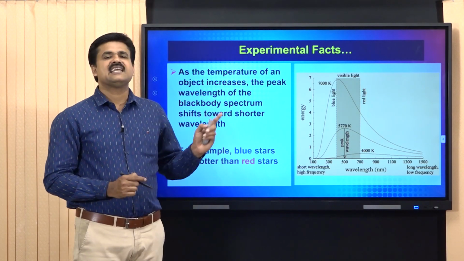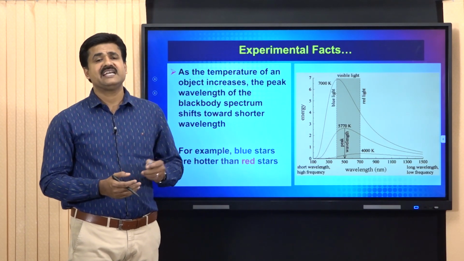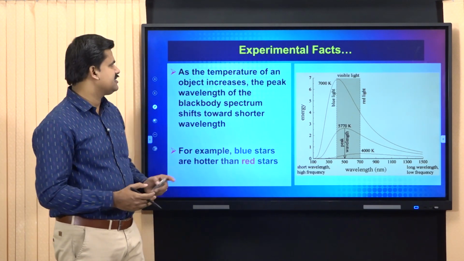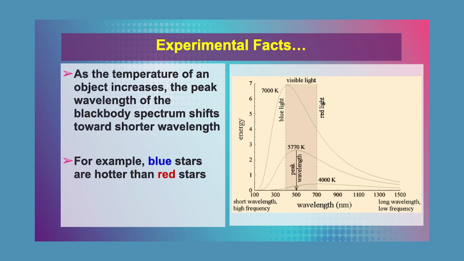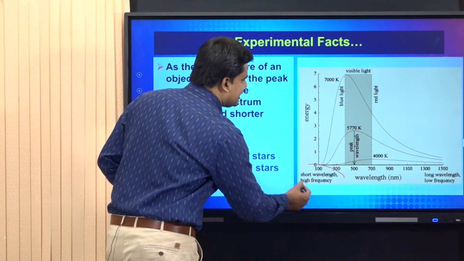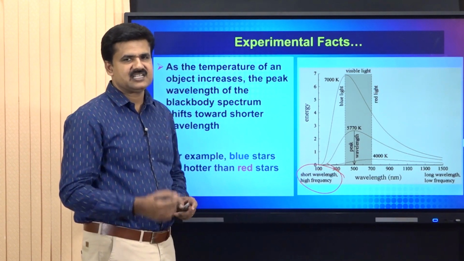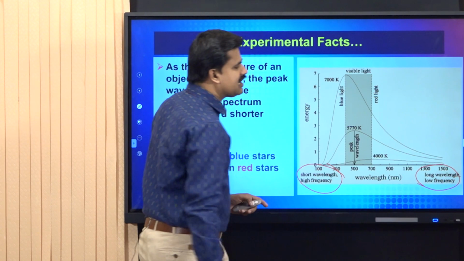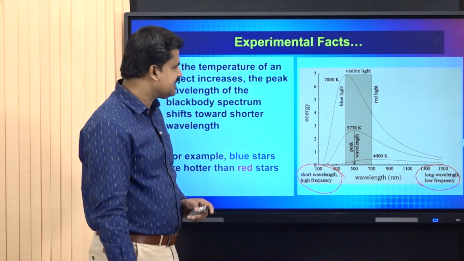The picture is a graphical representation of the black body radiation spectrum. From this graph, it is clear that as the temperature of an object increases, the peak wavelength, the emission wavelength maxima of the black body spectrum, shifts towards the shorter wavelength region. In this graph, the left hand side is the shorter wavelength region or high frequency region, and the right hand side is the longer wavelength region or low frequency region.